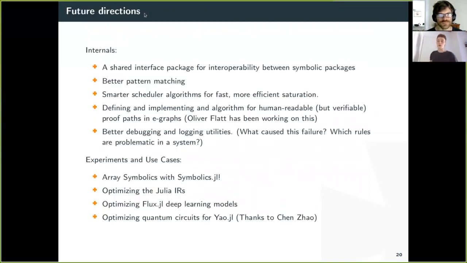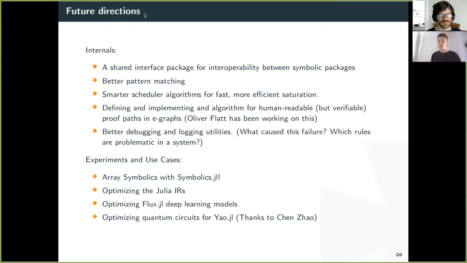So final words, what are the future directions for Metatheory.jl? As I said before, we're looking for a more stable interface package for interoperability between symbolic packages defining custom symbolic types. We're looking for faster pattern matching because right now we are using a virtual machine, and we're looking towards using some relational algebra techniques for pattern matching. Then we're looking for smarter algorithms for more efficient saturation. So smarter optimization, trimming down the space of rules and when to apply those rules to make the library faster.